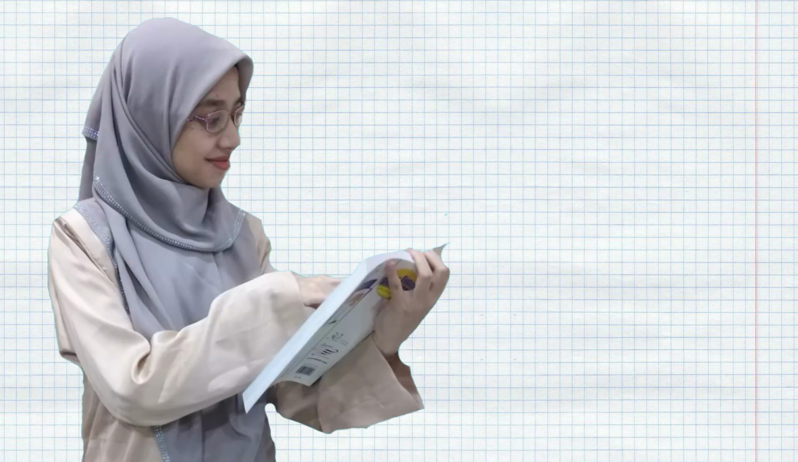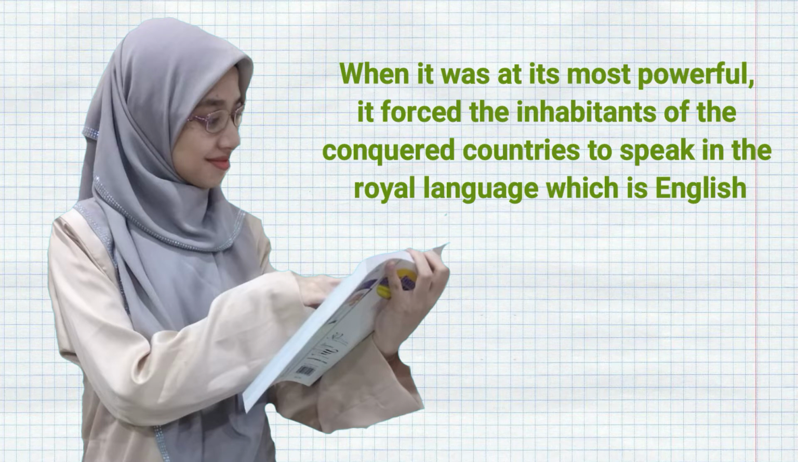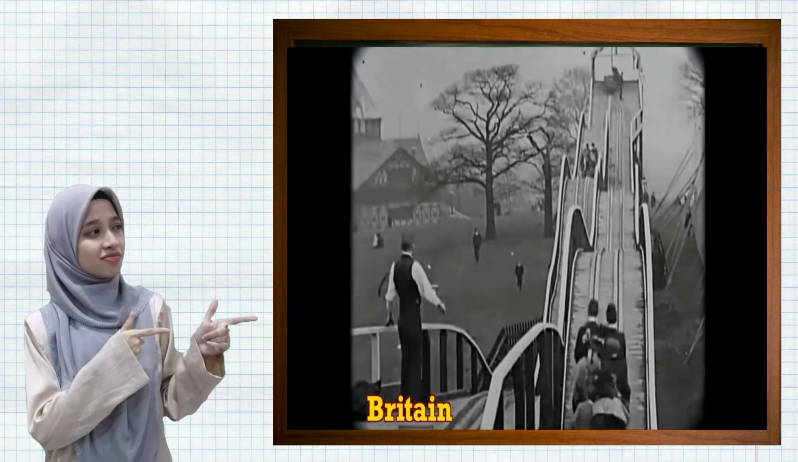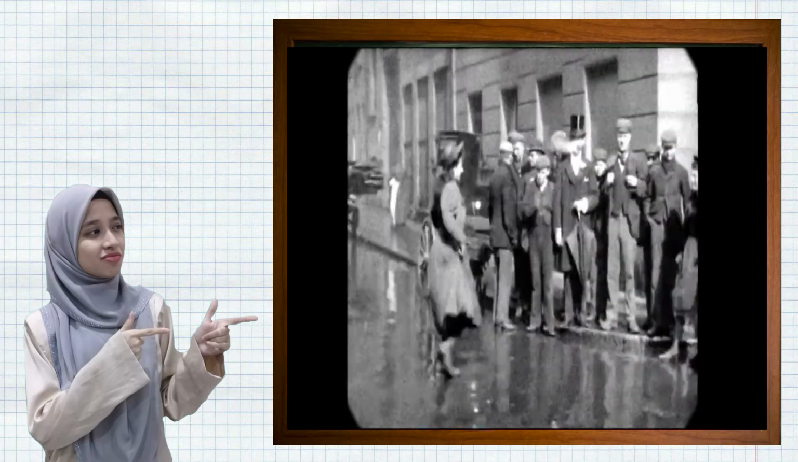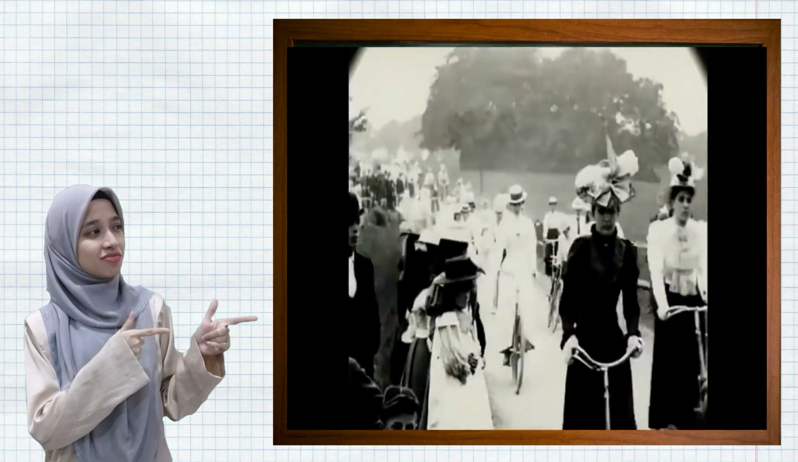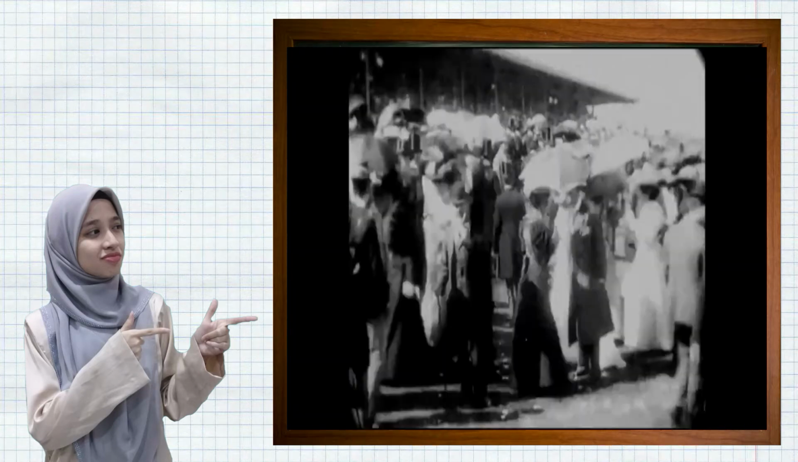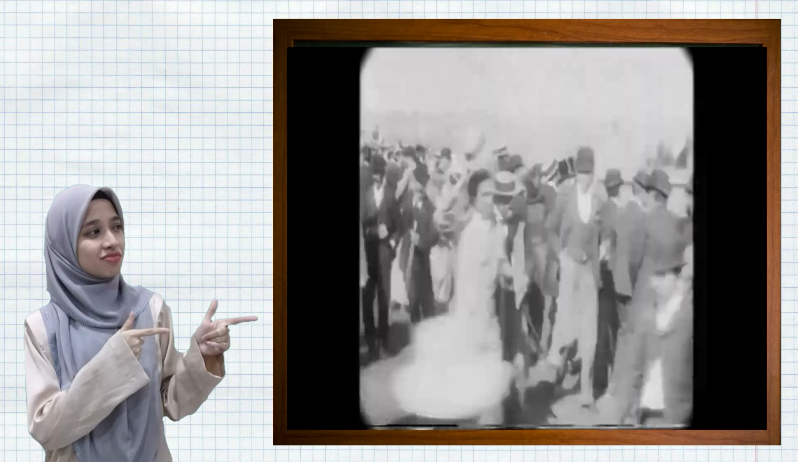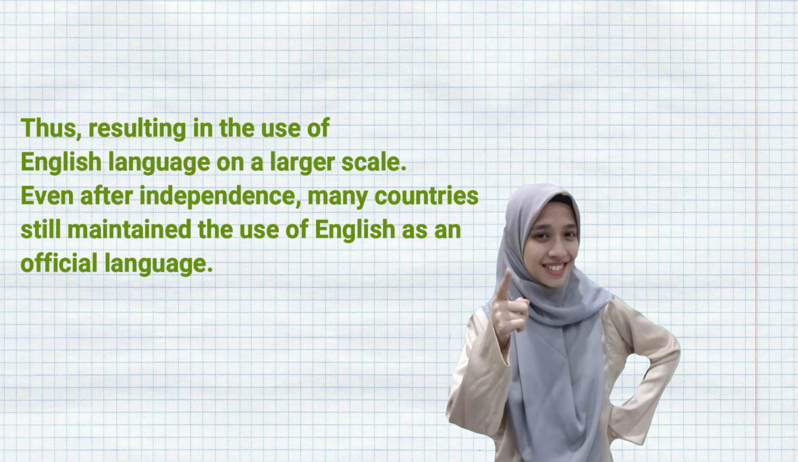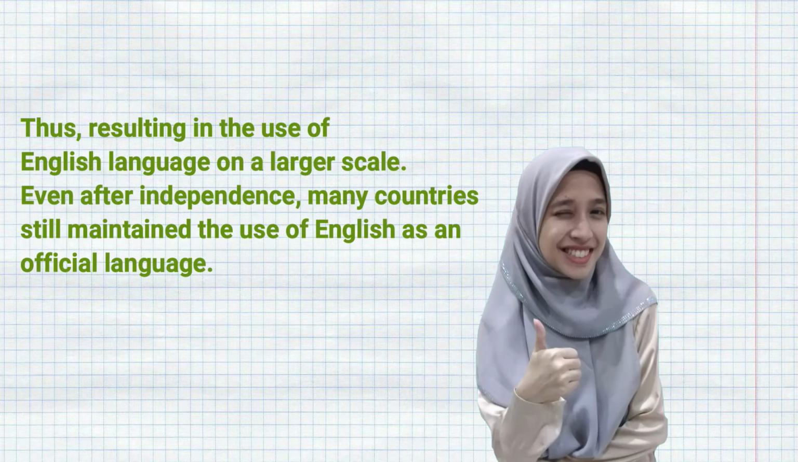The second diaspora of English came from the colonization. When it was at its most powerful, it forced the inhabitants of the conquered countries to speak in the royal language, which is English. After developing for almost a millennium on the British Isles, English was taken around the world by the immigrant English speakers, the sailors, the soldiers, pilgrims, traders, and missionaries of the British Empire, thus resulting in the use of the English language on a larger scale. Even after independence, many countries still maintain the use of English as an official language.